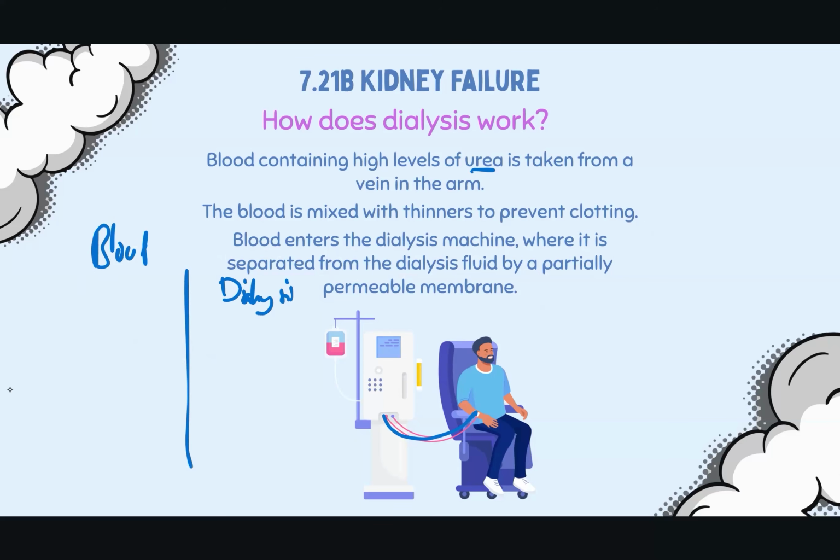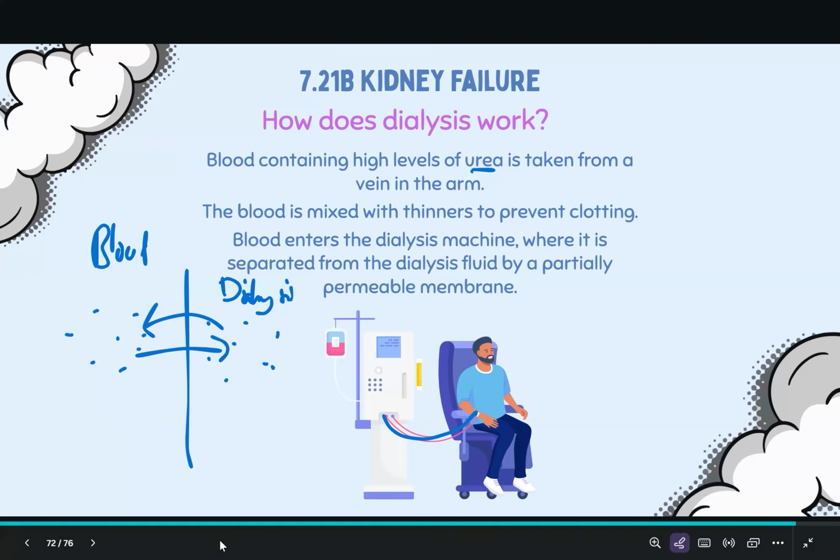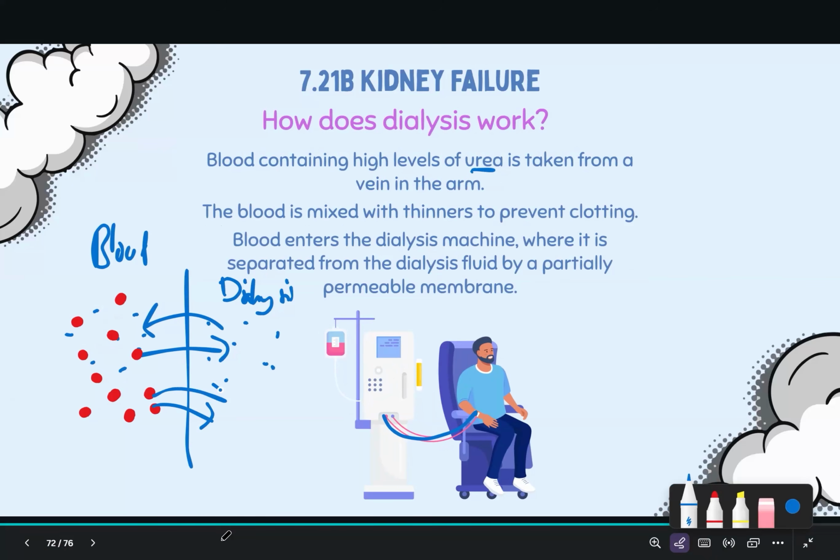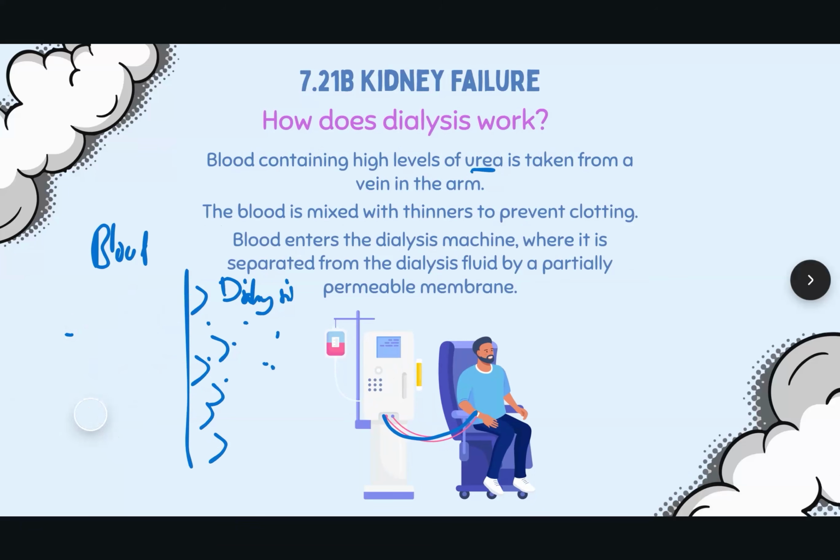Now, what you'll find is you have the same amount of sugar on both sides. So the amount of sugar that diffuses this way, the same amount of sugar diffuses back. You've obviously got more urea on this side, so that diffuses across into the dialysis solution. So that's leaving the blood and going into the dialysis fluid.